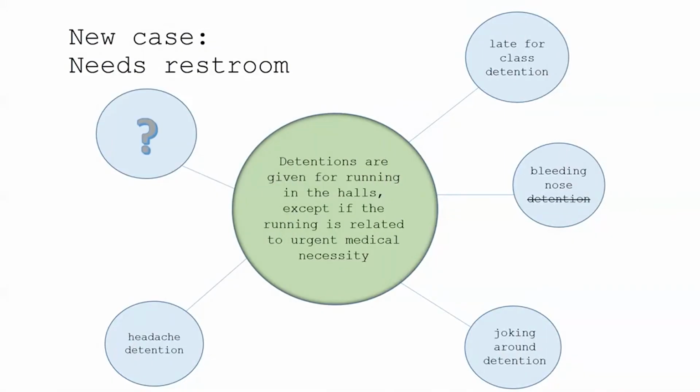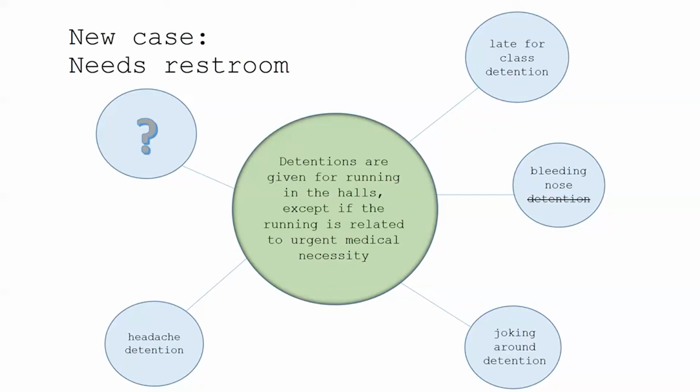Now we have a fifth case, and that student was running in the hall because the student needs to use the restroom. How does that one come out? So we know the rule is detentions are given for running in the halls, except if the running is related to an urgent medical necessity. And the question then becomes, is having to use the restroom closer to the bleeding nose, or is that closer to the headache? How does this rule apply? And what is our prediction about whether or not this student is going to receive a detention?